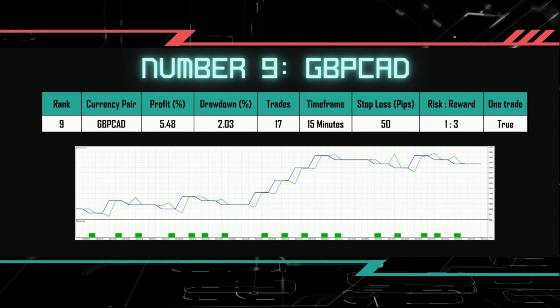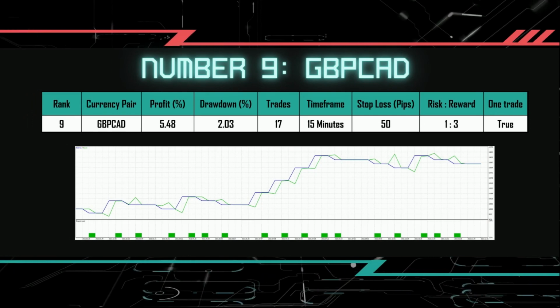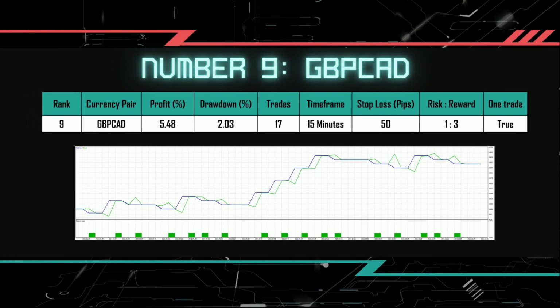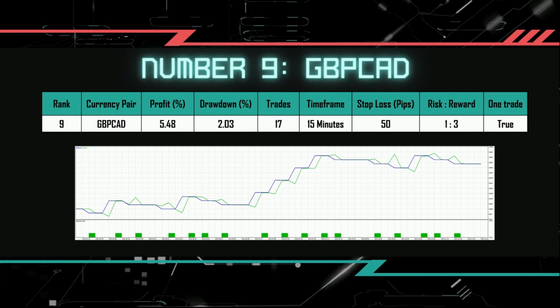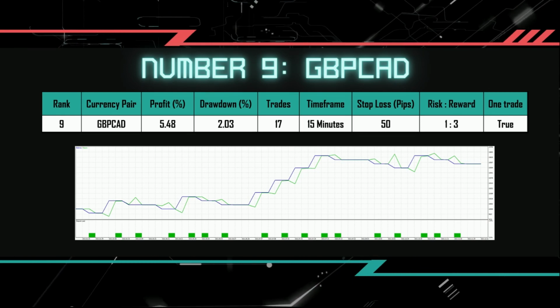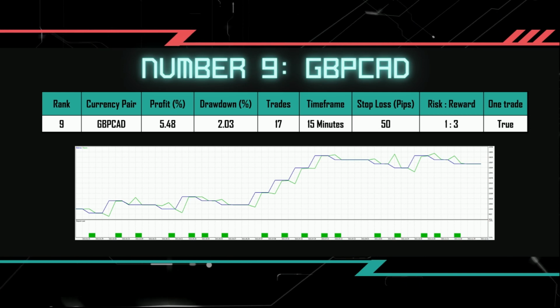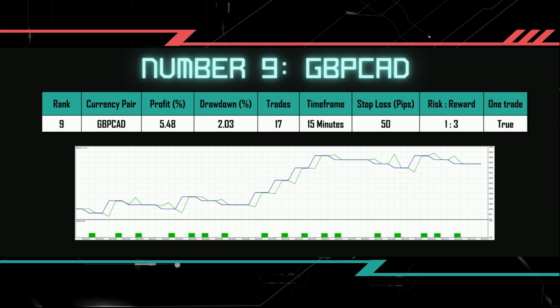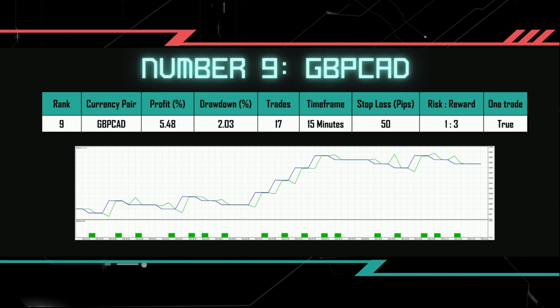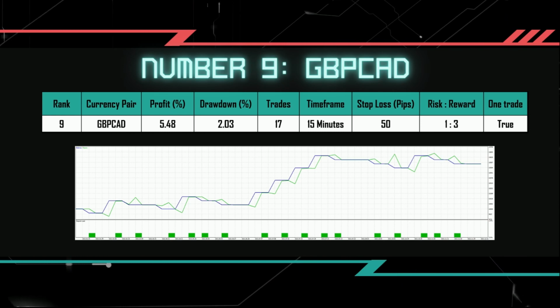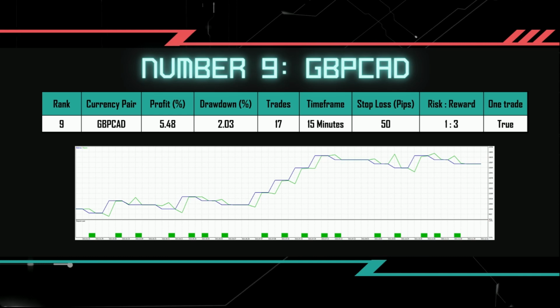Next, we have the Great Britain pound and Canadian dollar. It has a slightly higher profit percentage. However, the drawdown percentage and number of trades executed were also higher. The optimal settings were 15 minutes time frame, stop loss level at 50 pips, and using a risk to reward ratio of 1:3. This pair also has the one trade at a time set to true.